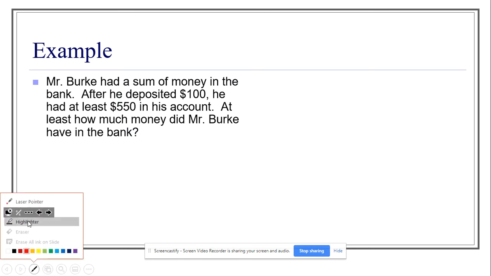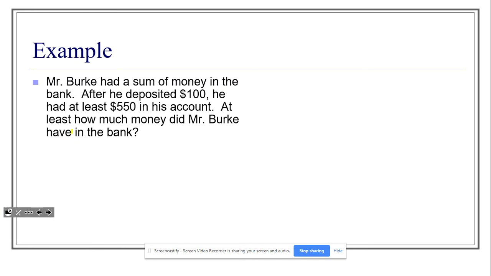So the first thing that we want to do is highlight our key words. For numbers and variables, we want $100, $550, and how much, and the money that he had previous to the deposit. For our operational words, sum or deposited. Either one will work for this situation. And then, of course, at least.